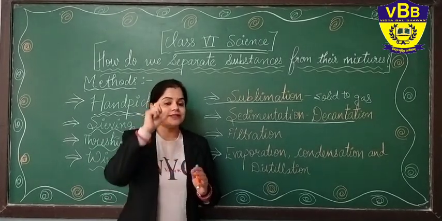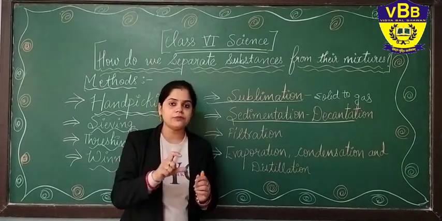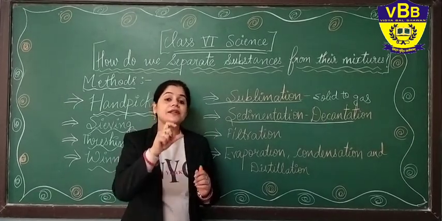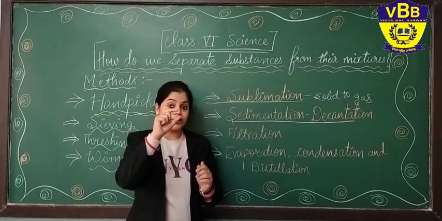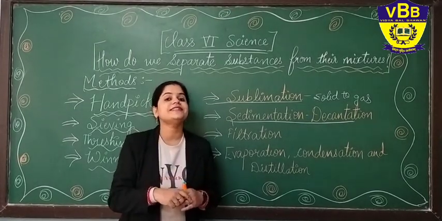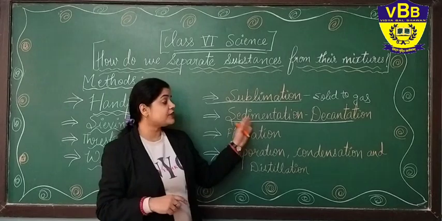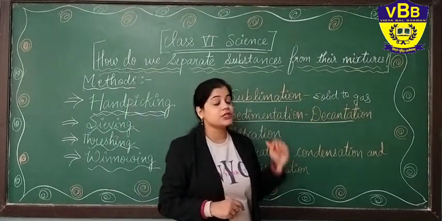So that is the settling of mud at the bottom of the beaker or the flask, that is known as sedimentation. Okay, and the impurity which is settled down, that is known as sediment. Okay. After the sedimentation, decantation is followed.